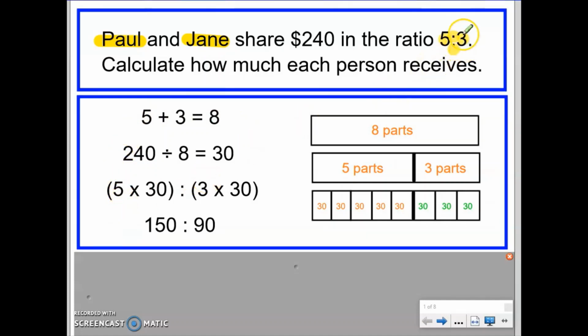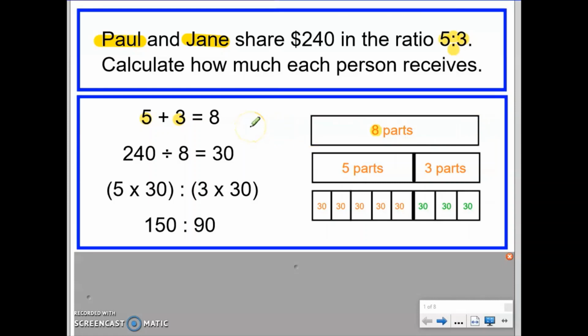First of all, I want to know how many parts are in the ratio altogether. So I'm going ahead and adding the ratio. 5 add 3 tells me I'm dealing with 8 parts. So I've got 8 parts altogether in this ratio question.